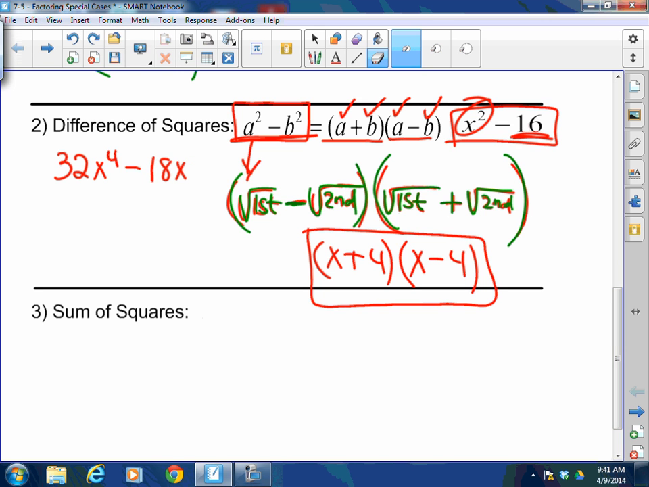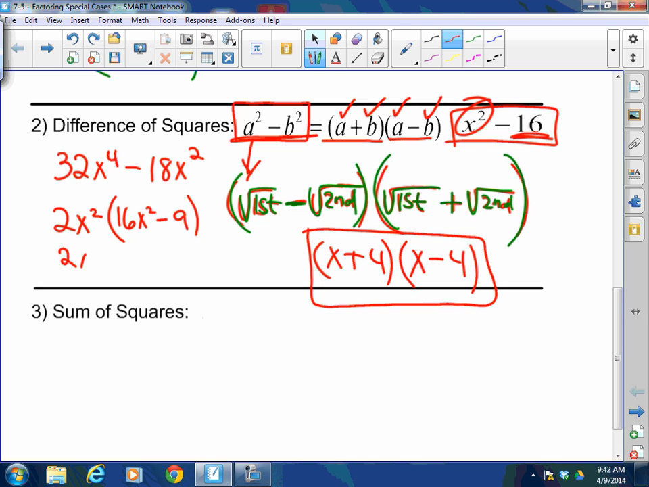Make that, let's make it a 2. Yes. Okay, what can I factor out of these guys? A 6? No. Come on, guys, let's think. What can we factor out of both of these, please? They're both even numbers. A 2x squared. Thank you. And then I'm left with 16x squared minus 9, correct? So this is going to give me 2x squared times 4x plus 3 times 4x minus 3.